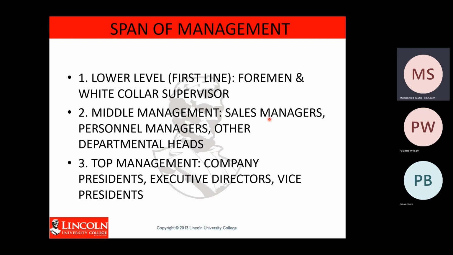And lastly is the top management. Top management is basically all the C-level executives, for example your CEO, your COO, your CFO, and your CTO. All the C-level managers are the top management. Sometimes they also use president or company manager. Basically, all the C-level managers are the top management of the company.